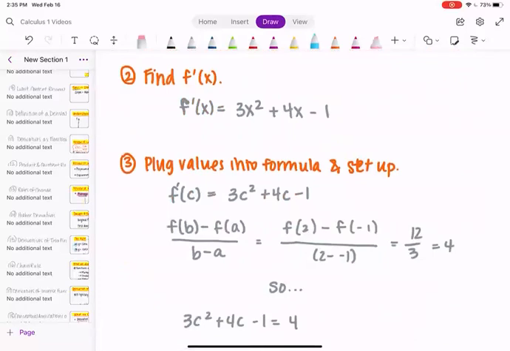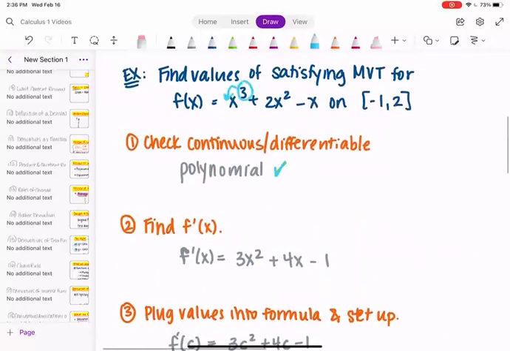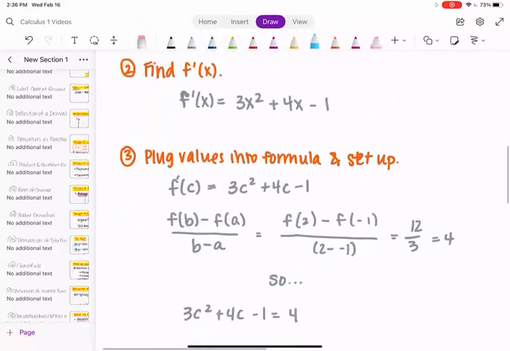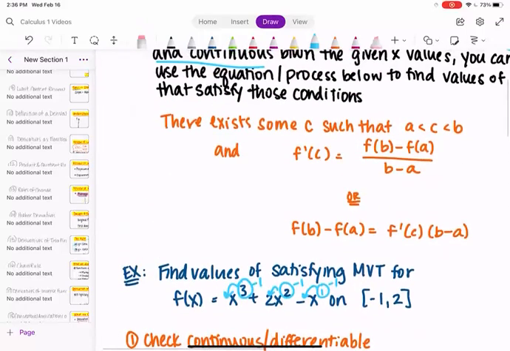So obviously the next step, if you haven't figured out the theme so far, usually the second step of every process we've done is to take the derivative, right? So we're going to take the derivative. Remember, 3 to the front, minus 1; 2 to the front, minus 1; 1 to the front, minus 1, right? So then we get 3x squared plus 4x minus 1. So that's our derivative.